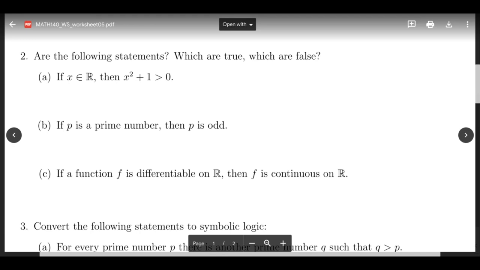C: if a function f is differentiable on R, then f is continuous on R. This is true, right? The converse wouldn't be true, but this is true. If a function is differentiable, it's continuous. But if a function is continuous, it may not be differentiable, right? Let's see the absolute value function, which is a continuous function, but it's not differentiable. Okay, great. Anybody has any questions about 2? All right, let's keep going.